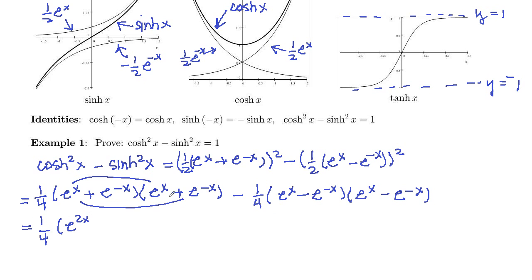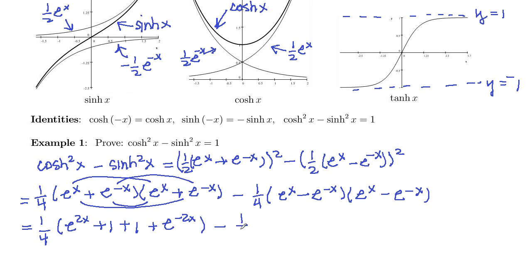Outer terms here, e to the x times e to the negative x. You're going to add exponents. x minus x is 0. e to the 0 is 1, so plus 1. Inner terms, same thing. e to the 0, which is 1. And then your last terms, negative x and negative x is negative 2x. So e to the negative 2x.